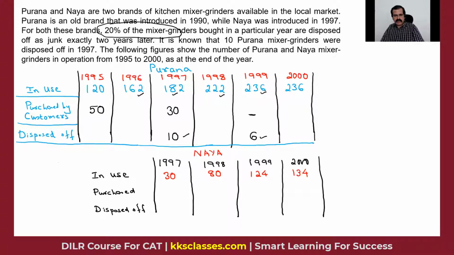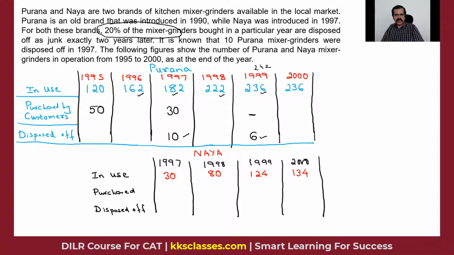Now, don't get confused. Don't say that this was disposed of from this 30 and all that. No, this was disposed of in 1999, 2 years later. So this 6 is a figure pertaining to 1999. So 236 were in operation after disposing 6 that particular year. So at one point of time, you had 242.